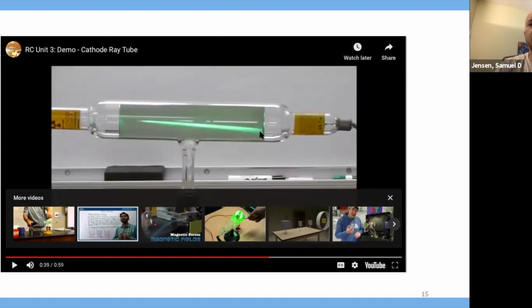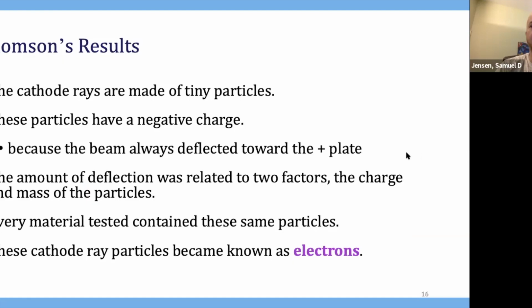So we can see that it's not light. There is a particle in there that is affected by the magnet. Okay, so the results of this experiment demonstrated that there was something there, and it was negatively charged. It was reacting to the presence of a magnetic field. And so this demonstrated the presence of electrons.